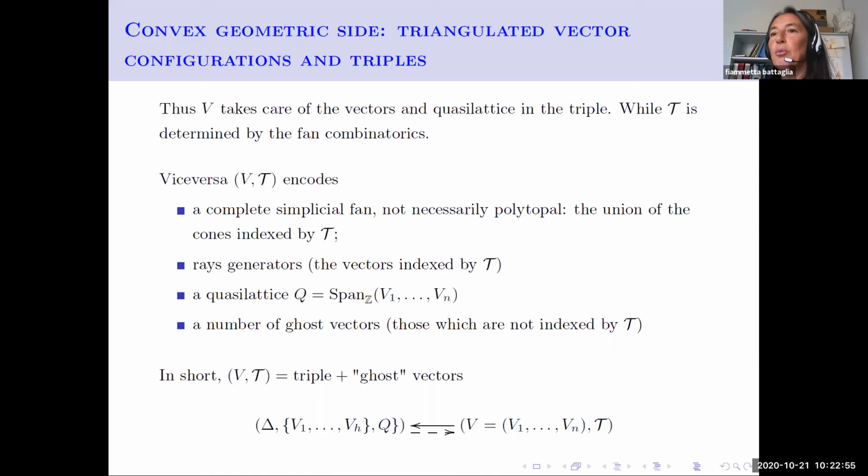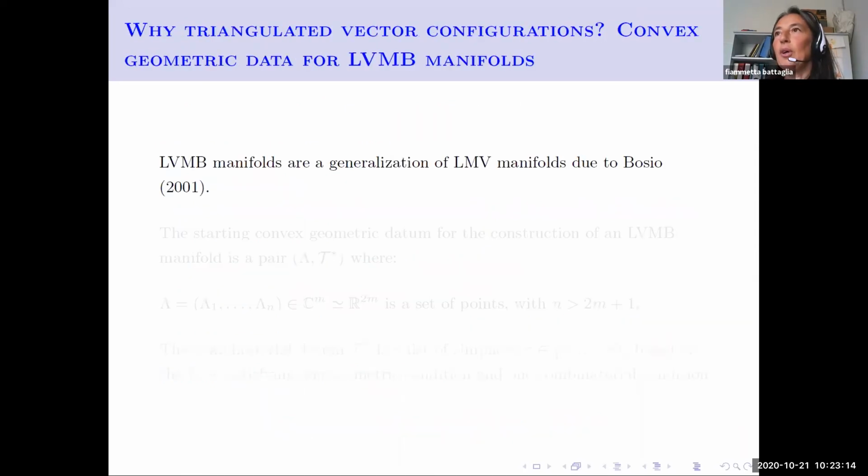Okay, so now we'll see in a moment why in this context it's good to have such a combinatorial object. We wanted to work in the non-rational setting, with non-rational simplicial fans, but in general, not necessarily polytopal, I mean.